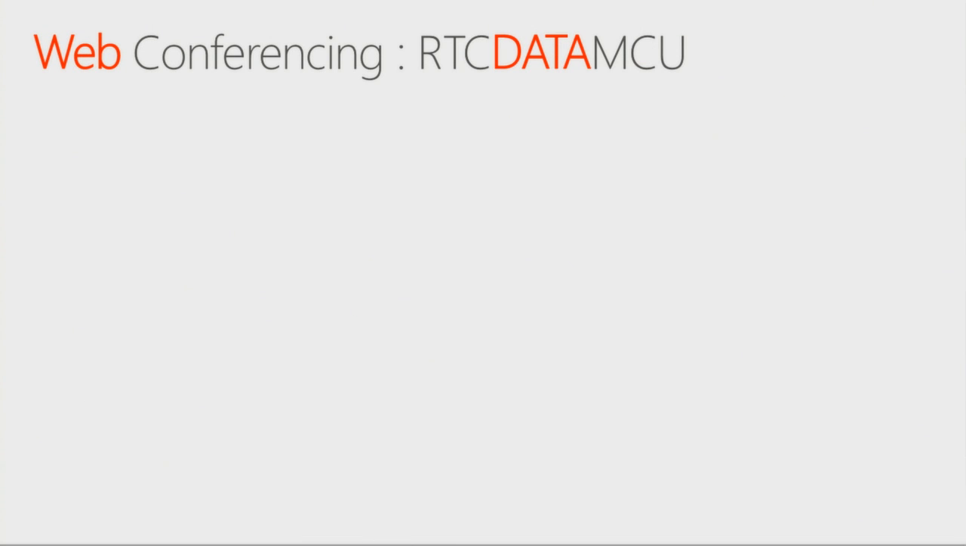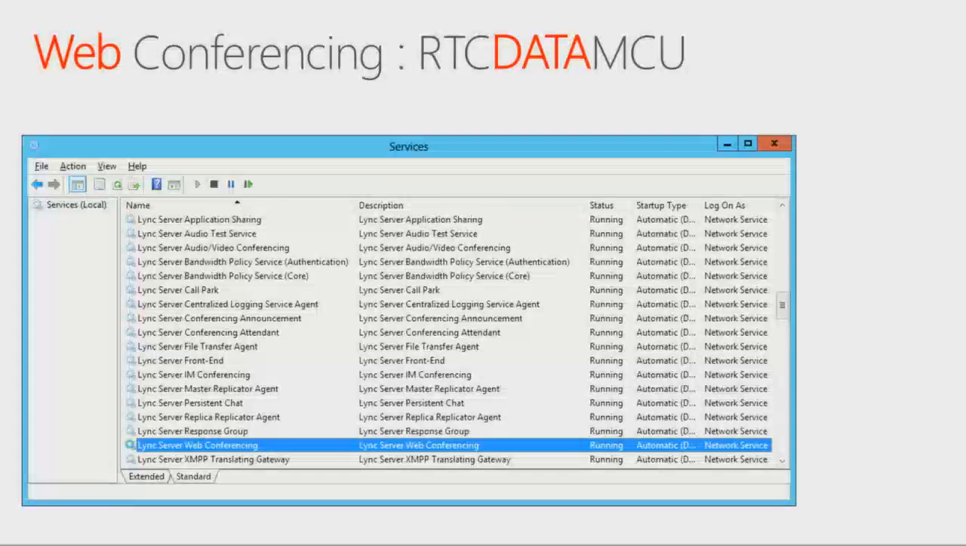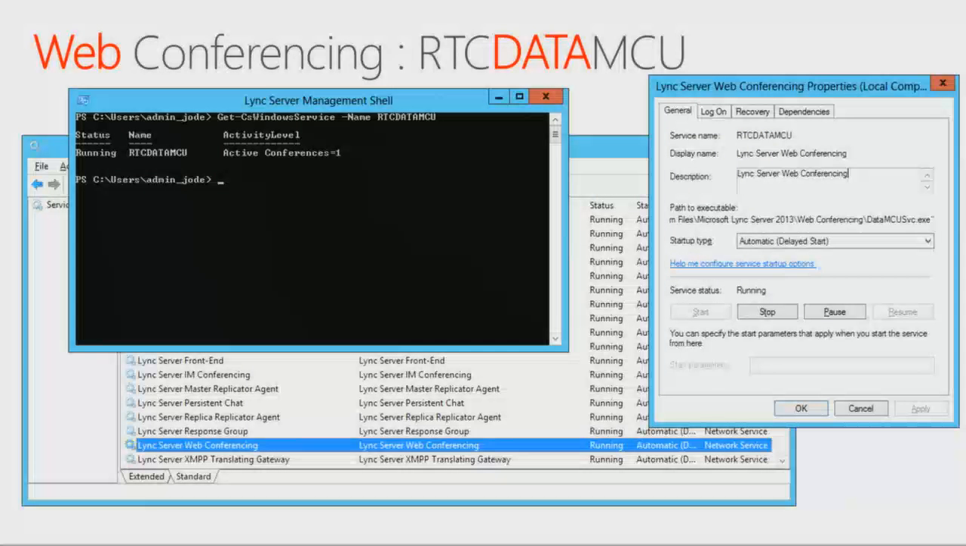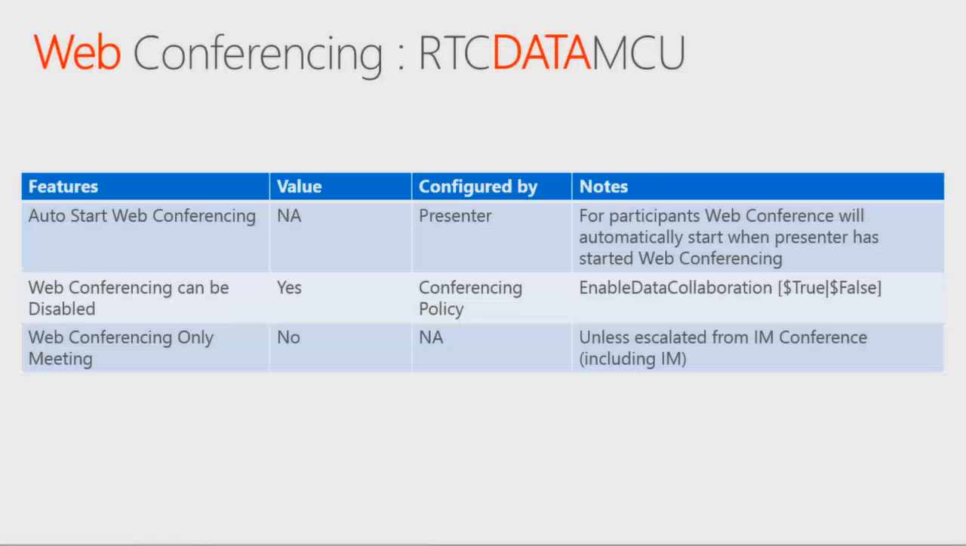And then the last piece is web conferencing, which is funny enough called data MCU. So it's not web MCU, it's data MCU. Again, different service, and you can request the activity levels. So how to start web conferencing. Can we disable it? Yes, of course, we can disable data conferencing in the conferencing policy. Can we have web conference only meetings? Of course not.